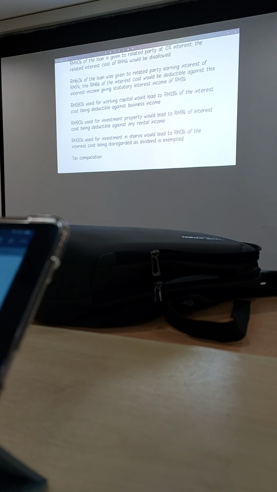Any questions there? So you understand the 30K is used for shares. The post dividend is exempted, so it is disregarded. Because the interest cost cannot be deducted against anything, there's no income to deduct, because dividend income is not taxable.